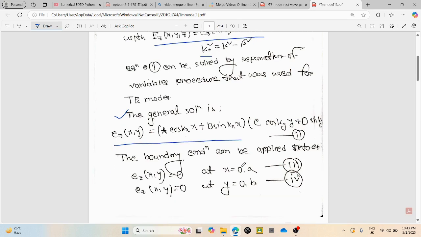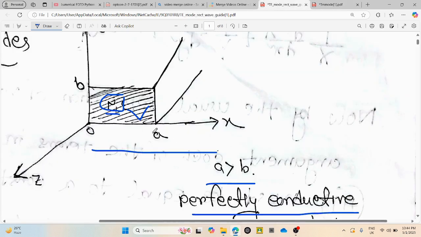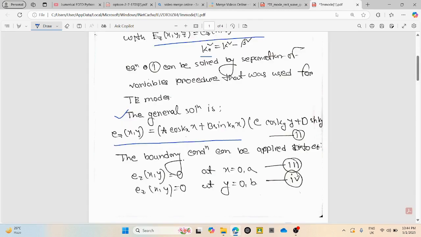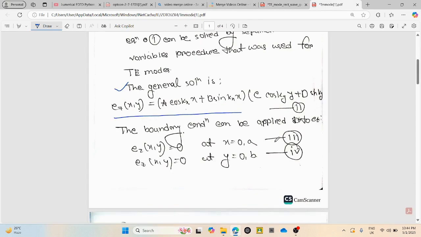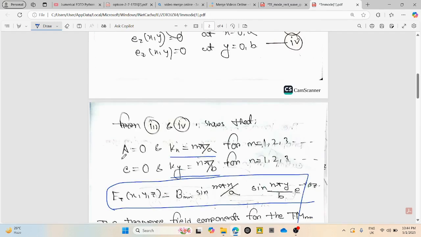Now we will apply the boundary conditions to this general solution. Here in the structure we can see at x is equal to 0 and a, Ez will be 0, and also at y is equal to 0 and b, the Ez component will be 0. Now we will put these two boundary conditions into the general solution, and we end up getting a will be 0 and kx will be m pi by a, where m is an integer starting from 1 and it goes on. We also end up with c being 0 and ky being n pi by b, where n is an integer starting from 1 and it goes on.